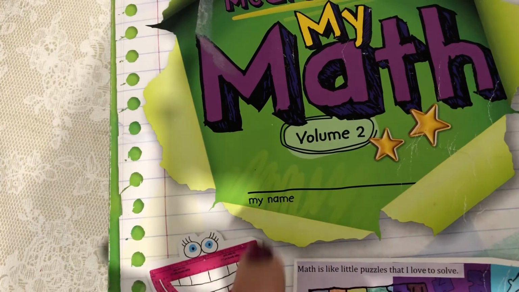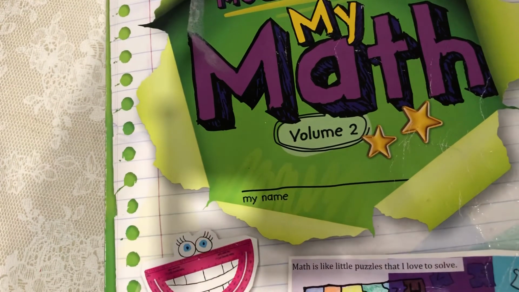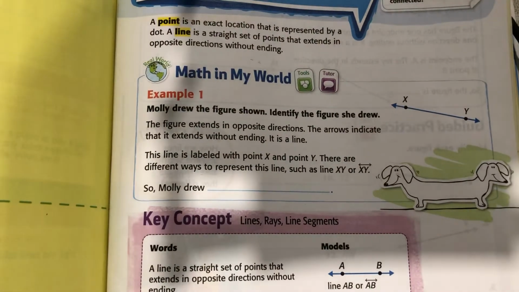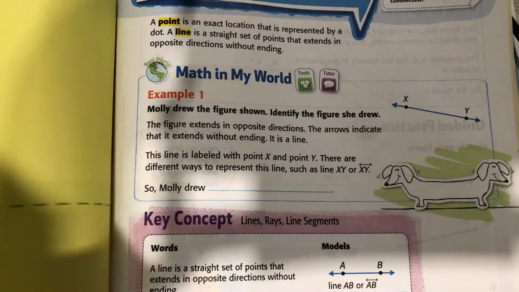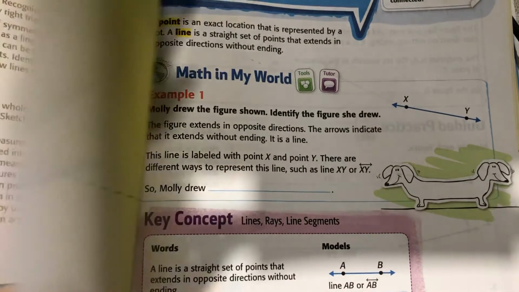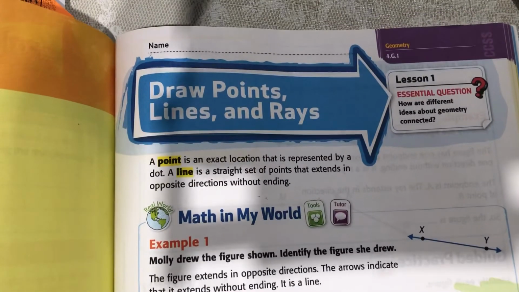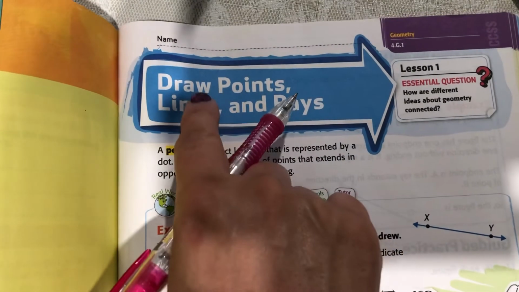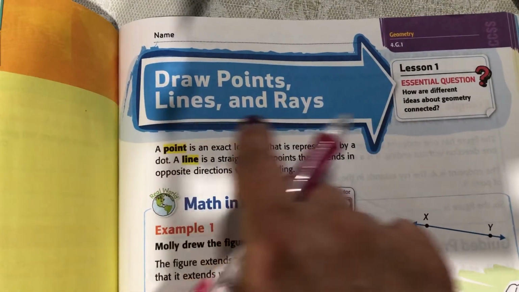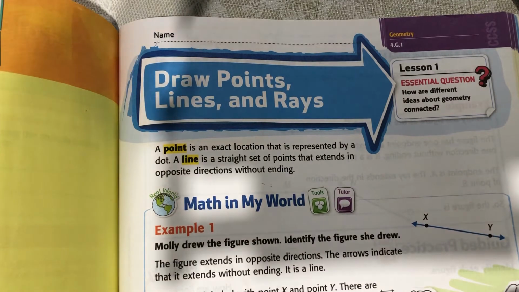Recording on. MyMath, 4th grade, volume 2. We are starting chapter 14 on geometry. Chapter 14, geometry. Okay. All right, so page 873, we are going to be talking about drawing points, lines, and rays.